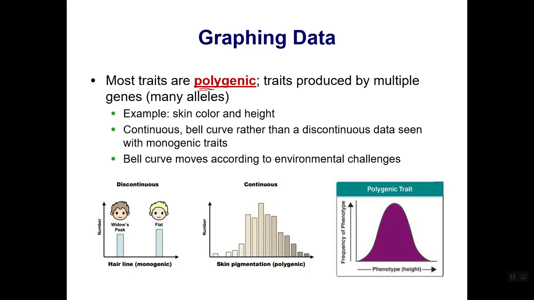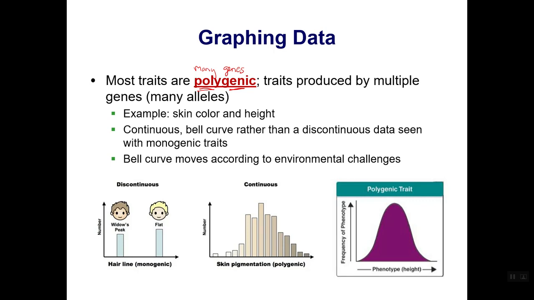If we break it down, we have poly and gen. Poly means many, genic meaning genes. So most traits are polygenic, meaning many genes. That means that the trait is produced by multiple genes. So a great example would be eye color.